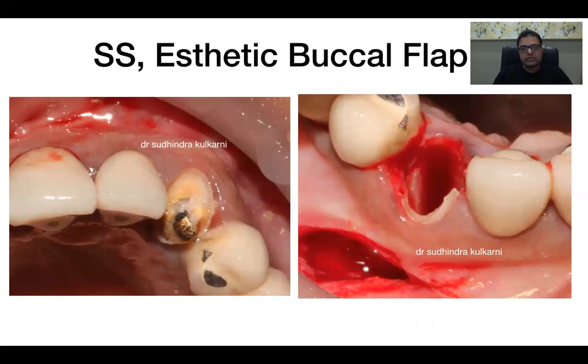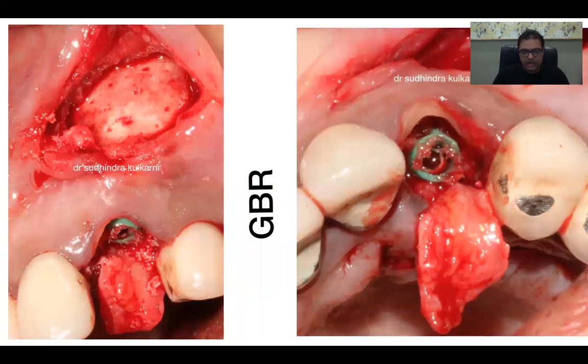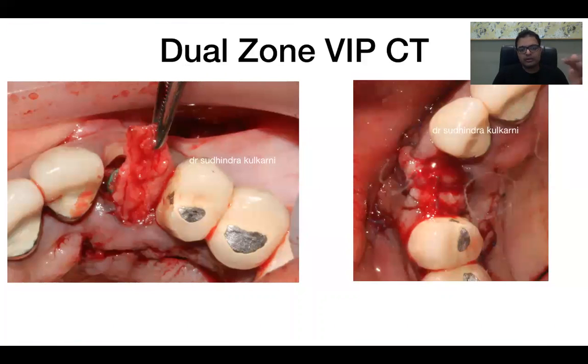One more situation, it's a socket shield situation, maxillary canine, one of the toughest teeth to treat. We had a periapical radiolucency in this case. So when we opened up, we kept the buccal shield, removed the apical problem, put the implant, grafted, and then we did a VIP CT to cover this implant because we did not have excellent primary stability. That's a vascular interpositional graft going in, and that closes the socket seal.